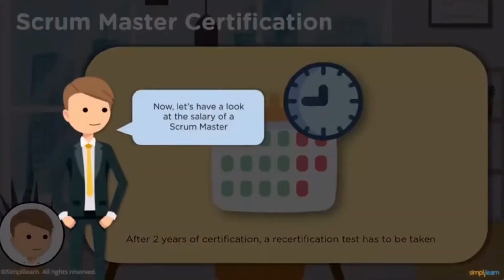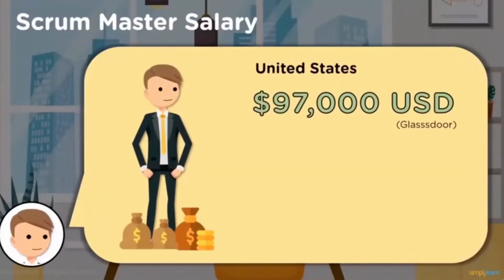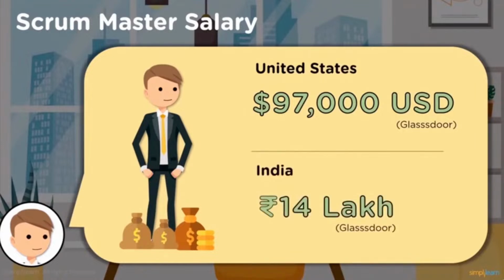Now, let's talk about the salary of a Scrum Master. According to Glassdoor, in the United States of America, a Scrum Master earns approximately $97,000 per annum. Meanwhile, in India, a Scrum Master can earn up to 14 lakh rupees per annum.